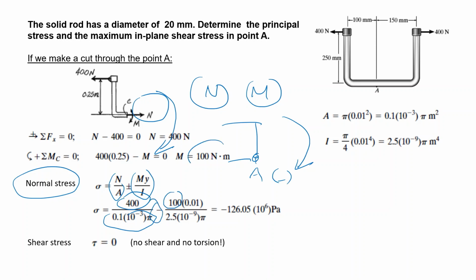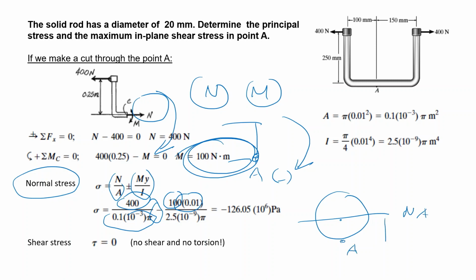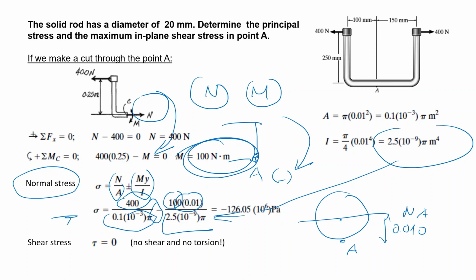100 is my bending moment, 0.01 is the distance, you see this is my neutral axis, and point A is over here. This distance is 10 millimeter, and that is my moment of inertia. So we put the numerical values, and as a result, we find that due to the normal force and the bending moment, the normal stress is minus 126, a compressive stress.